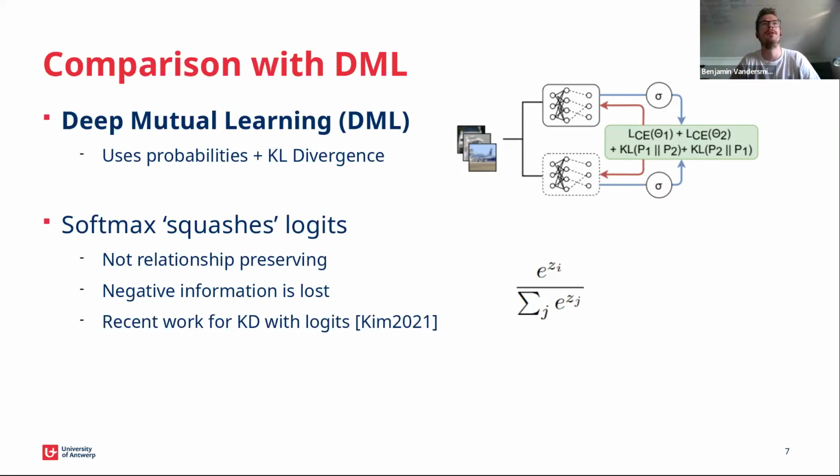And a final reason why we think it's better is that there is also a recent work for knowledge distillation, which uses logits and the L2 norm. They also find that for knowledge distillation, in that case, using logits functions slightly better than using probabilities. And they also have a theoretical analysis on why exactly, but if you are interested in that, I would suggest reading that paper as well.